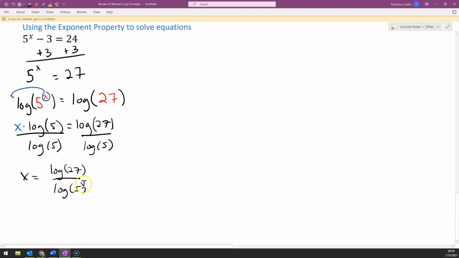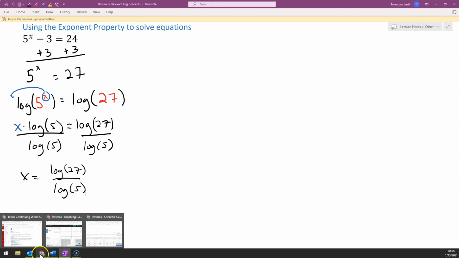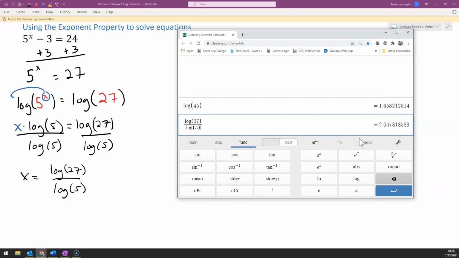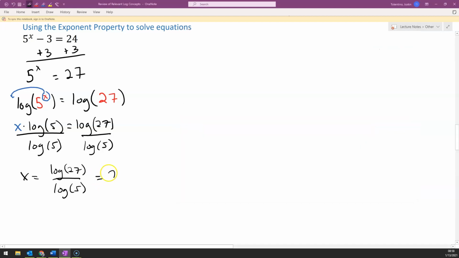And doing this on a calculator, if we wanted to turn this into a decimal, well, let's find out what we get. If I did log of 27 divided by log of 5, I get 2.0478. And there we go. So again, we see the process of how do we solve for a value that's in the exponent is we can use the logarithm to bring that variable out of the exponent, and then we can just use a calculator to do the calculations.